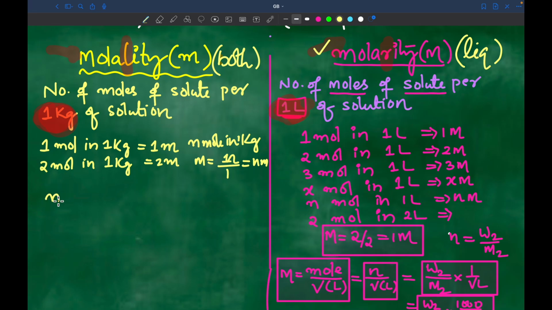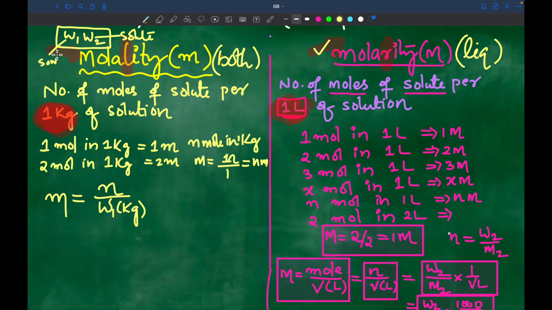So molality, small m, equals number of moles by W1. W1 is the weight of solvent, right? So in the solutions chapter, we always have W1, W2 corresponding to weights. W2 is solute, this is solute, this is solvent, and M2 is solute molar mass, M1 is solvent molar mass. These terms you should keep in mind.